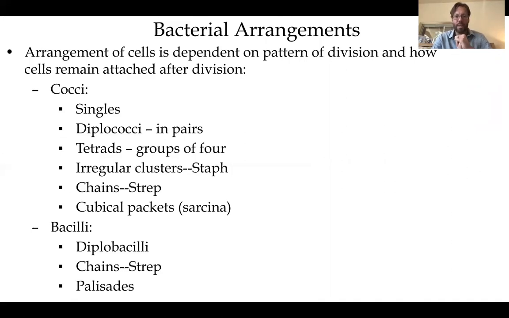And then occasionally these tetrads, if the tetrads continue and kind of stack together, they can form these cube-shaped arrangements called sarcina. The bacilli can also be diplo for 2, so 2 rods stuck together, diplobacilli, chains, streptobacilli, or in those palisades that I showed in the previous slide where you have a bunch of them stacked together in a fence-like formation.